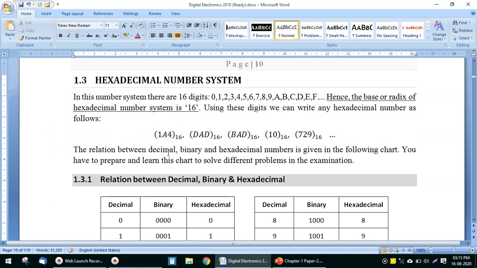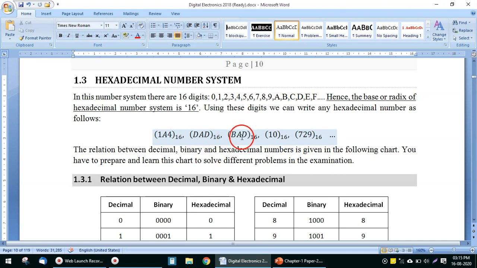1A4. Again, the same thing, just like a binary number, we have to read each digit in the hexadecimal number system separately. So we have to read it like 1A4 to the base 16, which means this is a hexadecimal number, and the base 16 as we write it over here indicates that the number in the bracket is hexadecimal. Now the second hexadecimal number written over here is not DAD. It is to be read as DAD to the base 16.